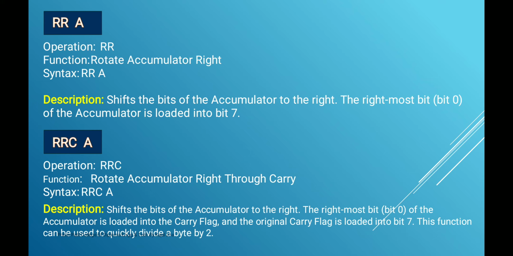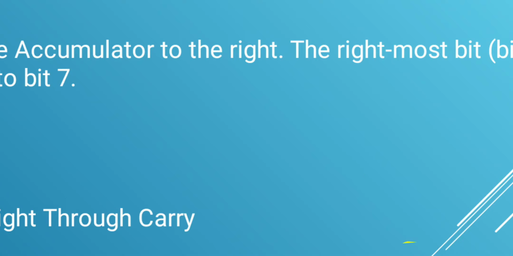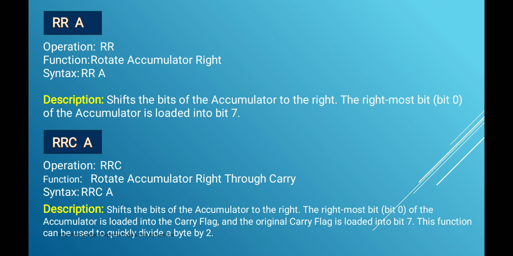Okay, suppose the accumulator contains the value 11000101, then after RRC A, what does the accumulator hold? 0110010. Okay, this is the result after the execution of RRC A.